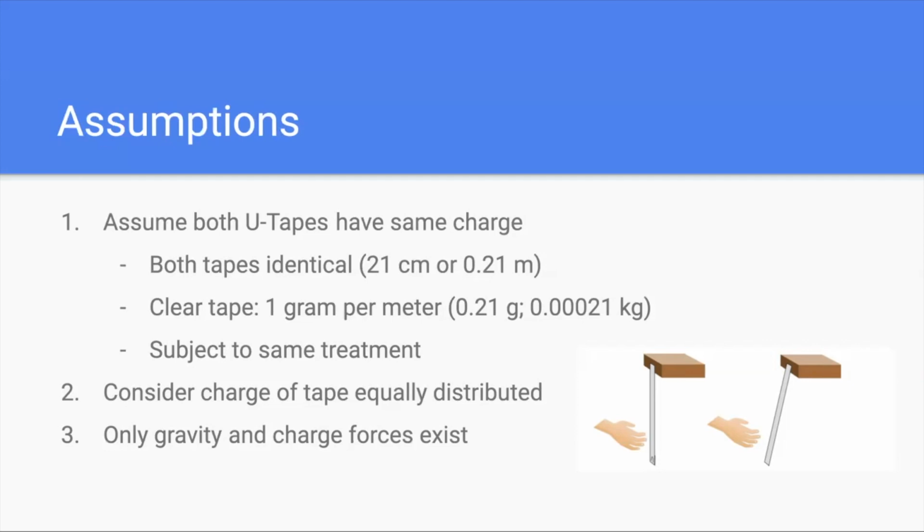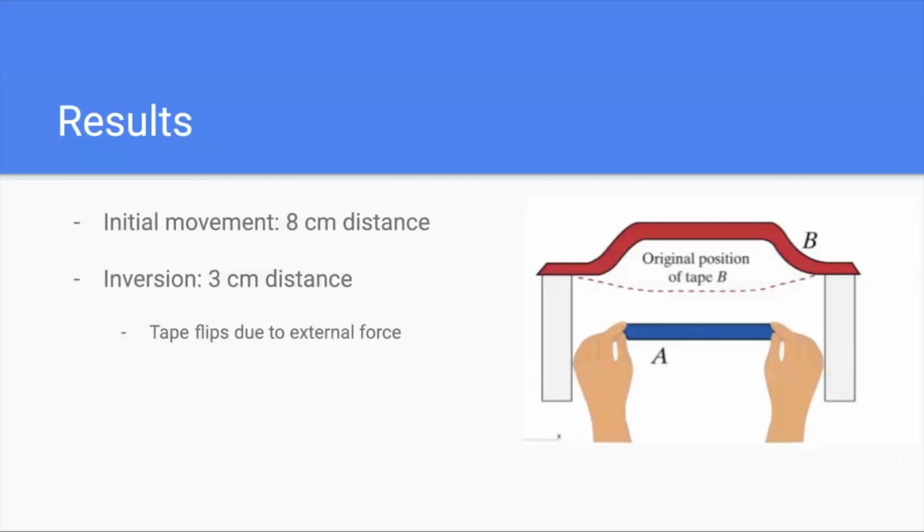We also had to consider that the charge of the tape was equally distributed. It may not be, but we made that assumption anyway. And also we had to assume that only gravity and charge forces exist on the system. The results were that the inversion of tape B happened at a distance of 3 centimeters, even though there was initial movement at 8 centimeters. And the tape flips due to the external force because opposite charges attract, but like charges repel.